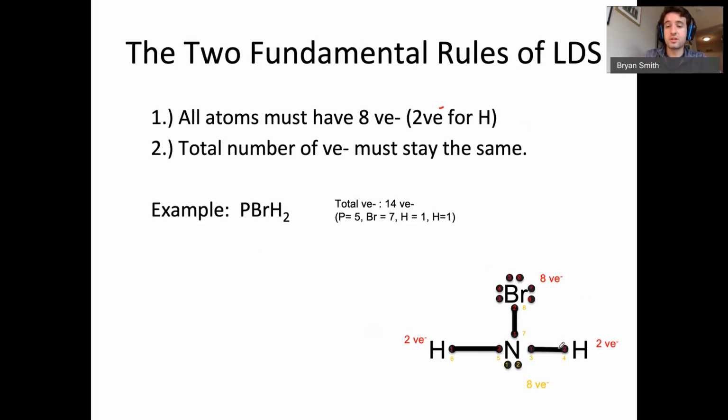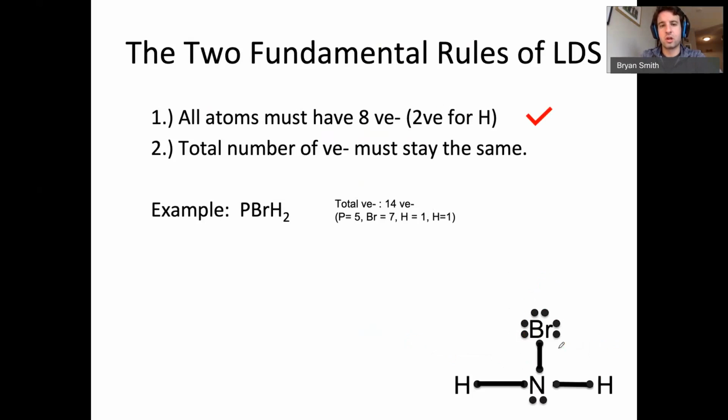Another way of looking at this is looking at the total number of valence electrons. So there we go. Everything has the 8 or 2 that it needs. Looking at the total number of valence electrons, there it is. You can see that I've counted up all 14, and you can see where all 14 of those come from. Great, so both of those rules are satisfied. That's true for every single problem. Both of these two rules should be satisfied.